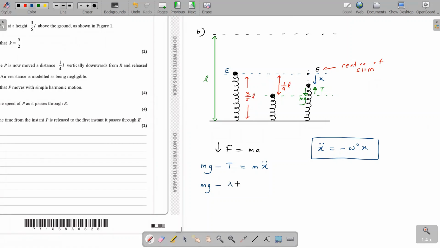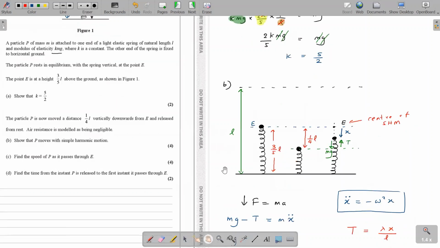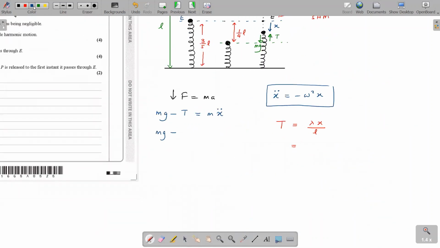tension is lambda x over L, right? So what about the tension here? Shall we find the tension? So who is tension? Tension is lambda x over L, but in here now you need to input the values. Lambda value was kmg. We found the k value. I'll put kmg here for now. Lambda value is kmg. What about the x value?